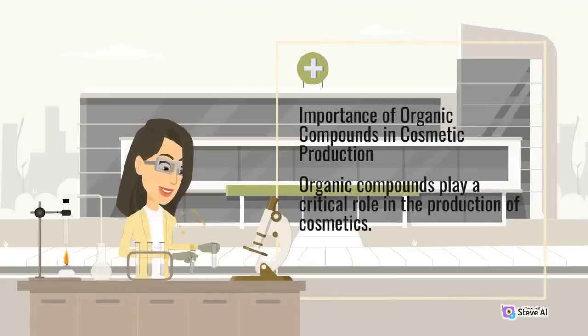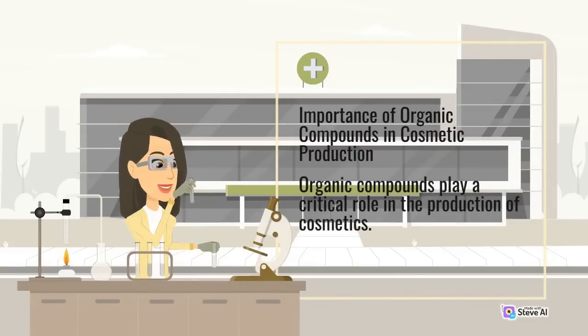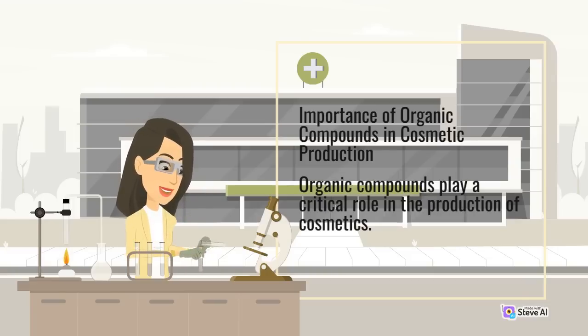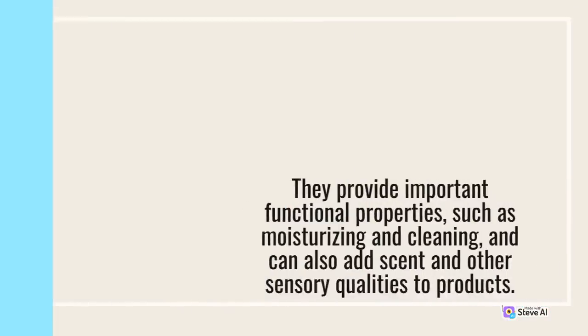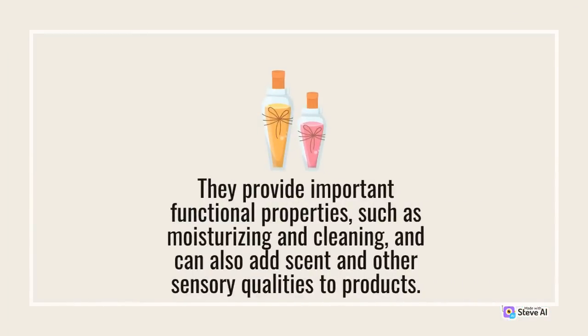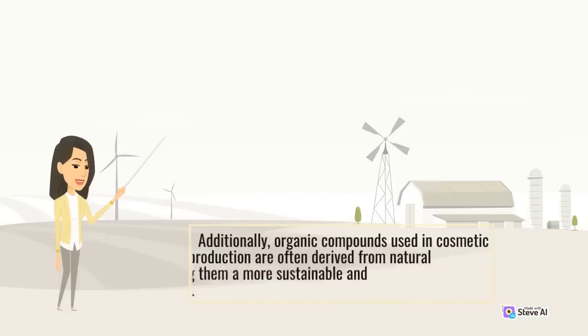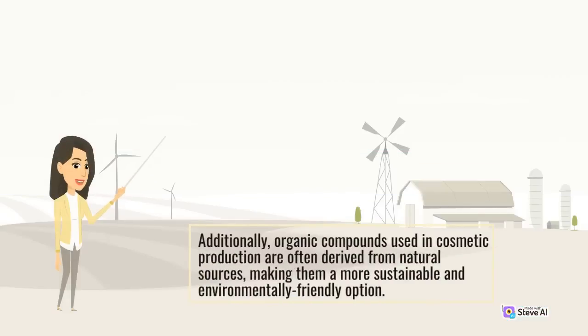Importance of organic compounds in cosmetic production. Organic compounds play a critical role in the production of cosmetics. They provide important functional properties, such as moisturizing and cleaning, and can also add scent and other sensory qualities to products. Additionally, organic compounds used in cosmetic production are often derived from natural sources, making them a more sustainable and environmentally friendly option.